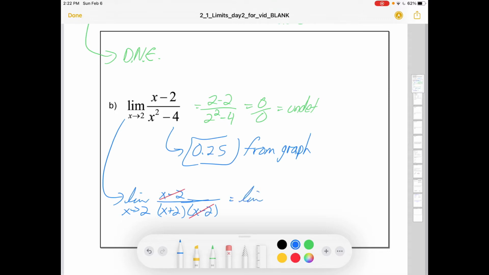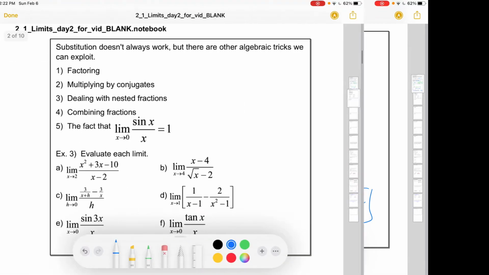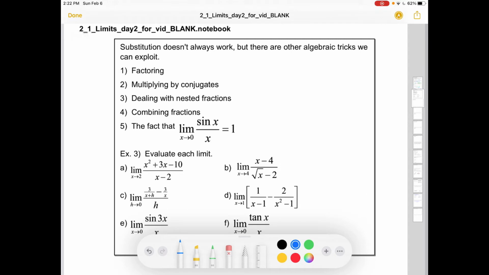And then you've got a simplified expression. And in this one, you can sub in 2. You can go 1 over 2 plus 2. Oh my gosh, which gives us a quarter, which is the same thing we got from the graph. So substitution doesn't always work, but there are some other algebraic tricks we can exploit, and we should try these when we get an indeterminate form.